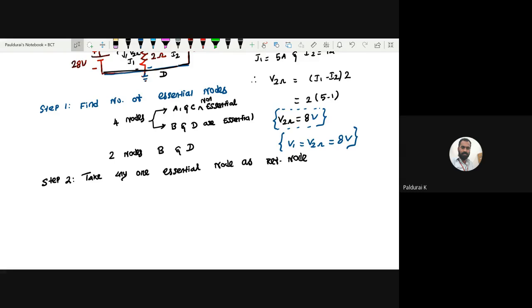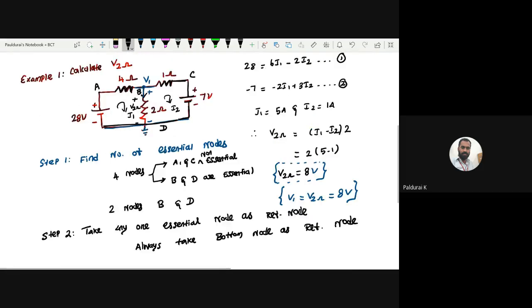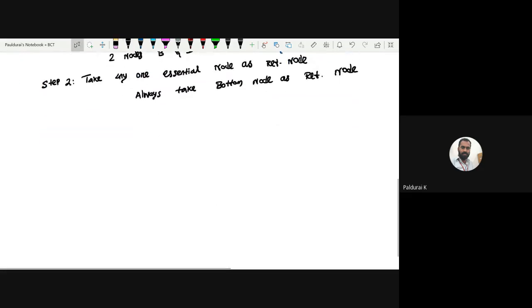So always take the bottom node as reference node. Okay. So now let me redraw the circuit here.